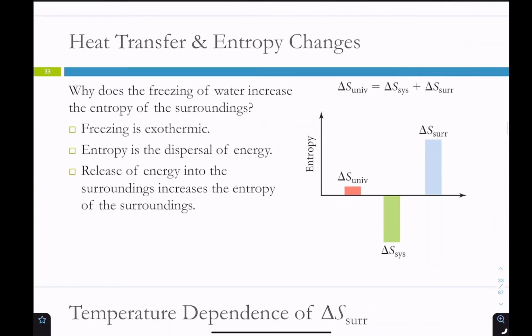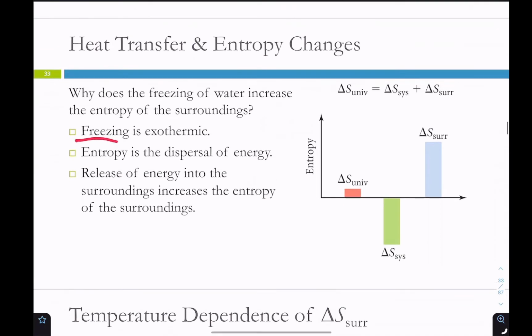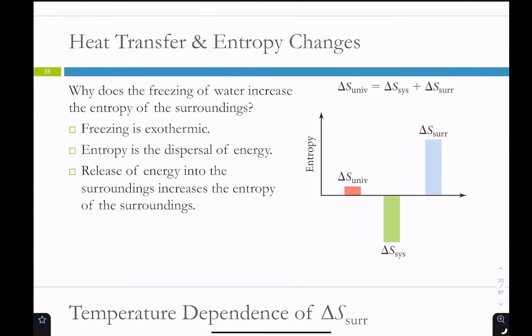So we can sort of map this out. We can graph it. All right, so why does freezing water increase the entropy of the surroundings? Well, freezing is exothermic. So that delta H of fusion is the heat released per mole for water freezing. And that releases that energy, that heat, and disperses it to the surroundings. And once that heat's in the surroundings, it can continue to spread out. And so delta S of the surroundings increases.